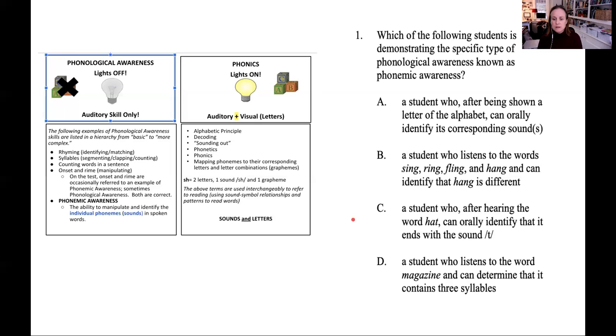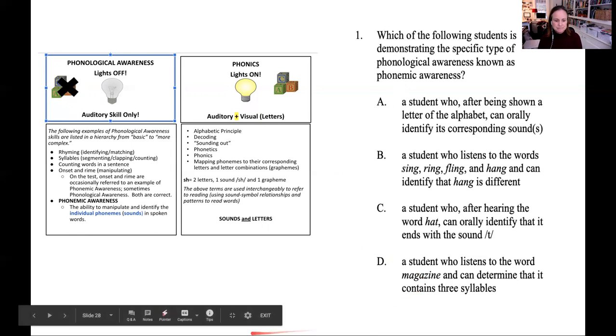D says a student who listens to the word magazine and can determine that it contains 3 syllables. Being able to identify, clap, count the syllables in a word is an example of broad phonological awareness. So again, in this question, you need to know that you're looking for phonemic awareness, an auditory only skill that's working with individual sounds and words. And as a reminder, you'll see in this word phonemic, the word me spelled backward. It will remind you that it's about an individual skill.